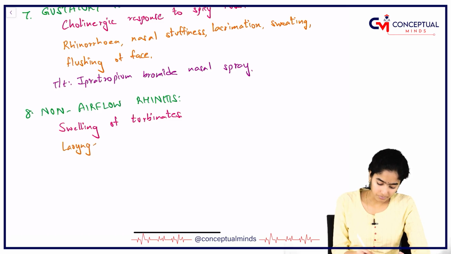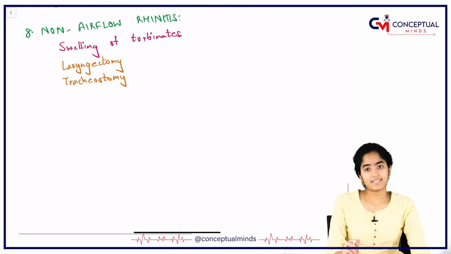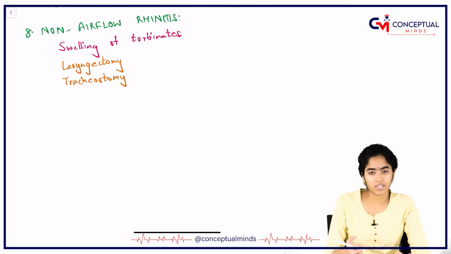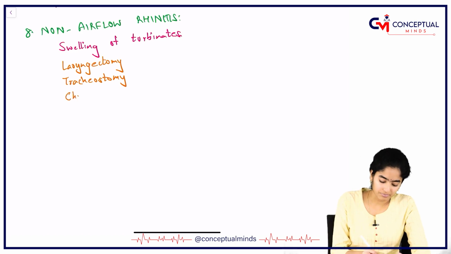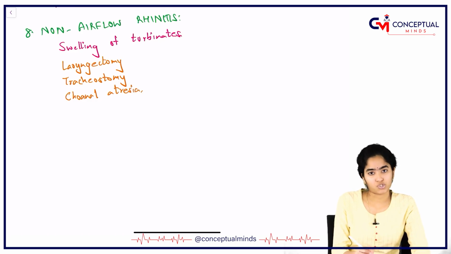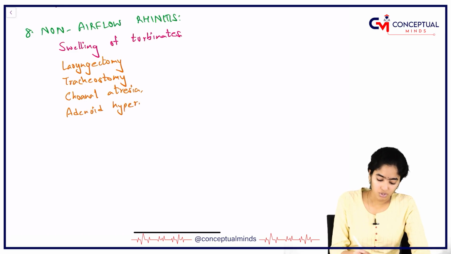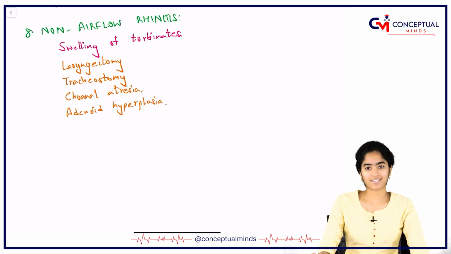After laryngectomy, in patients of tracheostomy, when else can the patient not breathe via the nose? Choanal atresia, adenoid hyperplasia. In adenoid hyperplasia also, children become mouth breathers, isn't it? Not exactly in the nose, in the nasopharynx there is an obstruction, but that will make the nose almost obsolete for breathing. In all these conditions, rhinitis can occur.